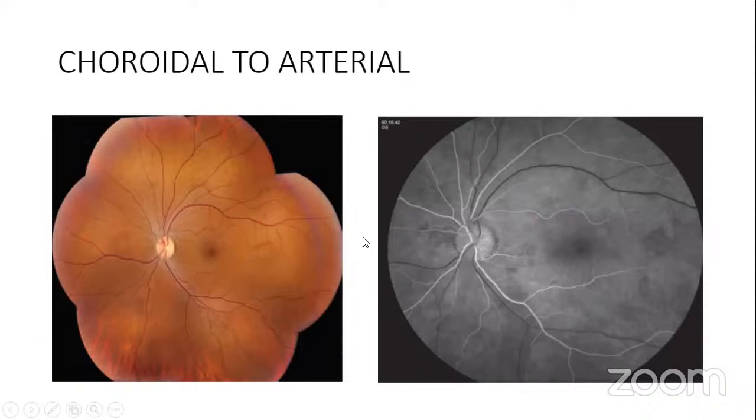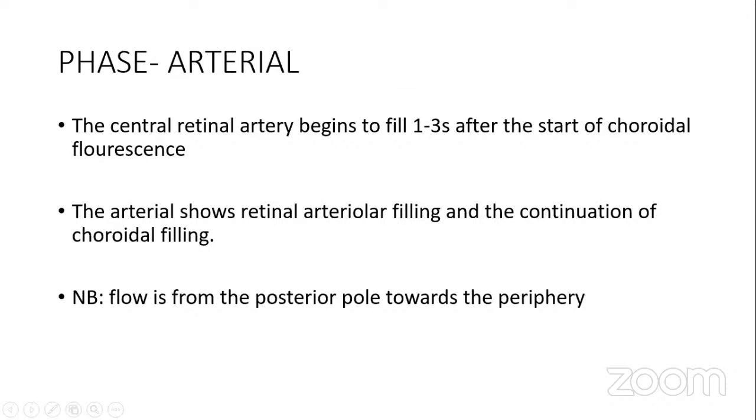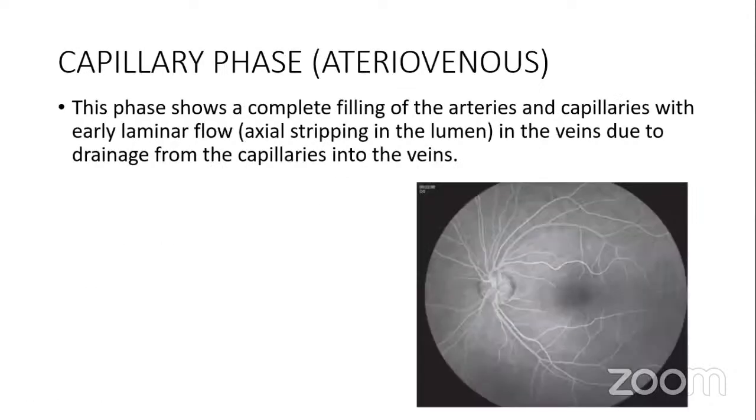Okay, so this is the choroid arterial. This is the normal arterial, towards the arteriovenous. It's going beyond the arterial. The arteries are full and the vein has started getting filled up. Laminar flow, that's what we said. Laminar flow first before the full bloom. And if you look at the time, this is around 22 seconds plus. Okay.